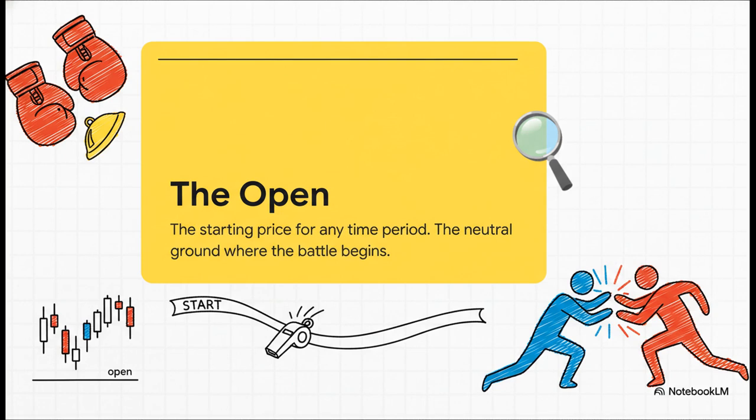So this is the most crucial point, the open price. Think of it like the opening bell in a boxing match or the whistle at the start of a game. It doesn't matter if we're looking at a 1-minute chart or a daily chart, the open is the agreed upon starting line. It is the neutral ground, and the entire battle is going to be judged from this single point.